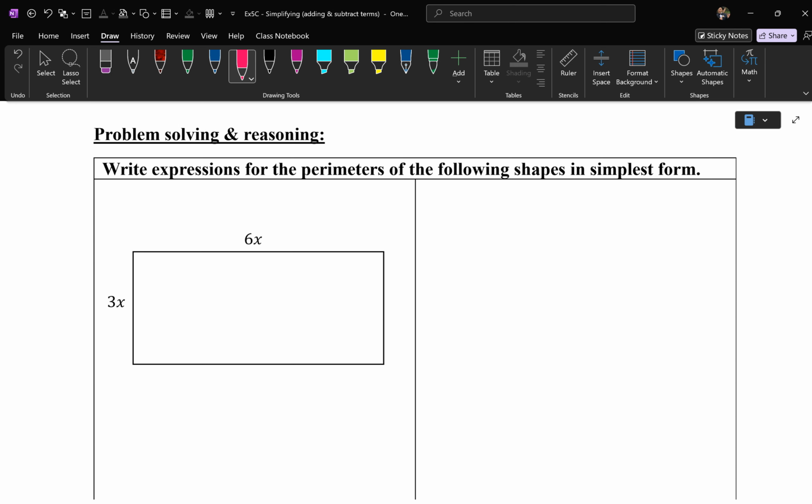The other class actually took a longer method to do it when they actually did the hard work to simplify. And I'm going to show you what I mean through this example. Say you've got a rectangle.